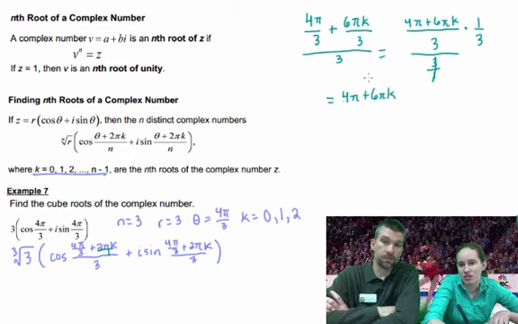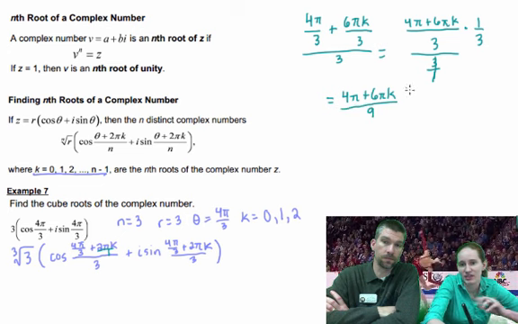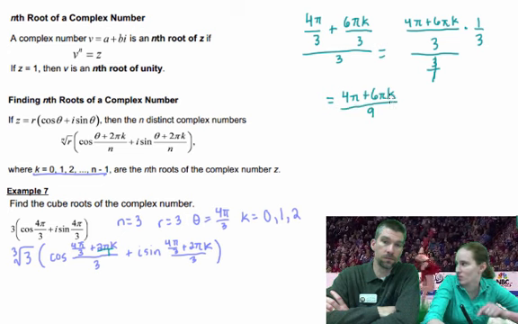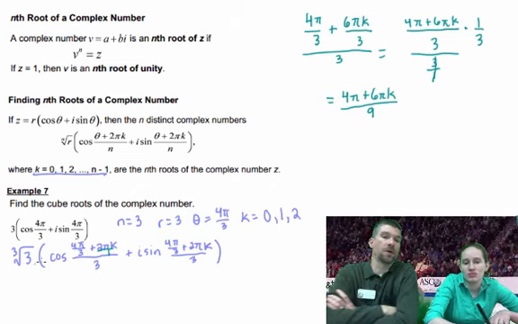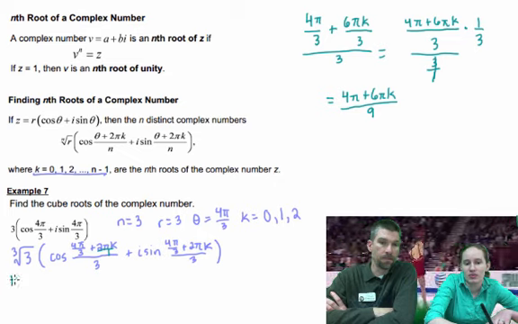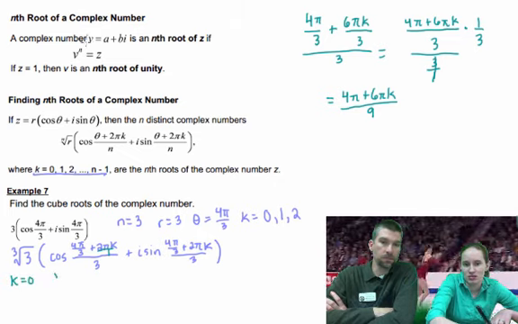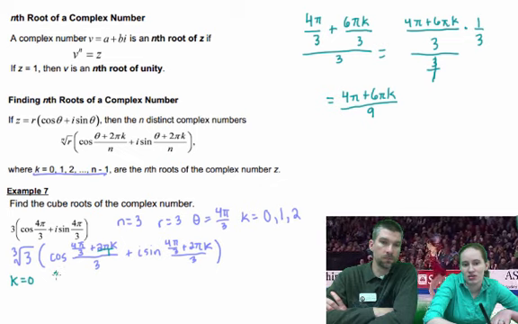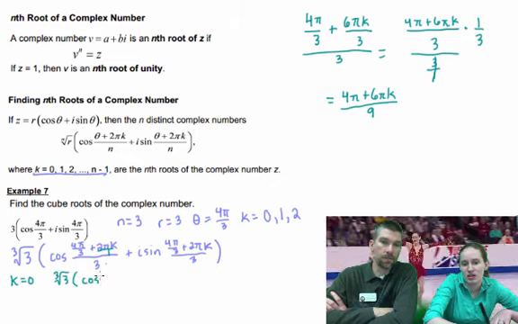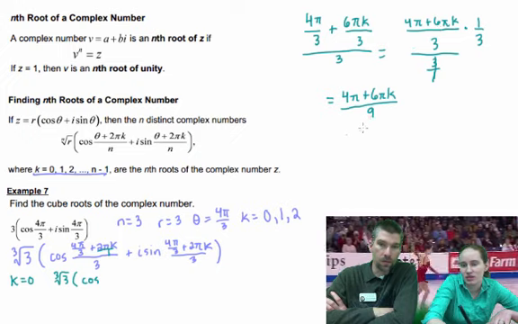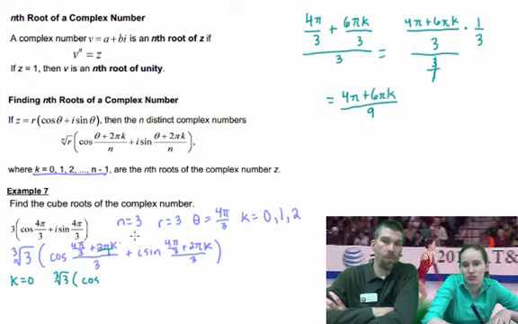So the numerator will be over 3 times 3, which is 9. Now that we have this, this is what we're going to plug 0, 1, 2 into, and that's what becomes the inside part of our cosine. So if k is 0, then we have the third root of 3 times cosine, and if we put in a 0 here, 4 pi over 9. Right, because this will go away, so we'll just have 4 pi over 9.